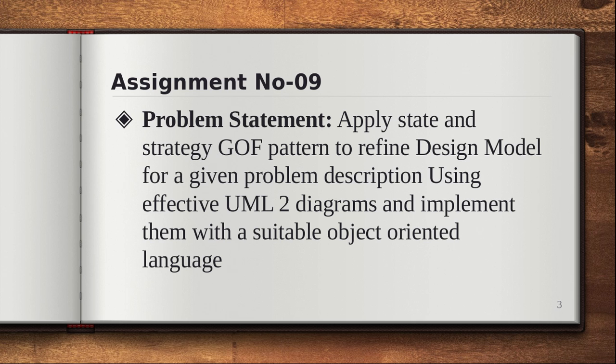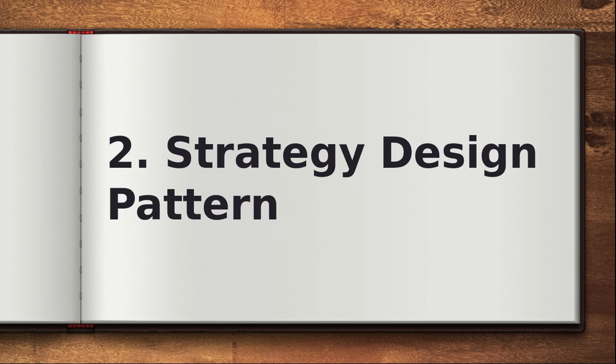The problem statement of this assignment is: apply state and strategy Gang of 4 pattern to refine design model for a given problem description using effective UML 2.0 diagrams and implement them with a suitable object oriented language. So for this assignment, you have to go through the problem statement, draw the class diagram for that statement, and after that you can implement that particular problem. So in this video we'll see the strategy design pattern.